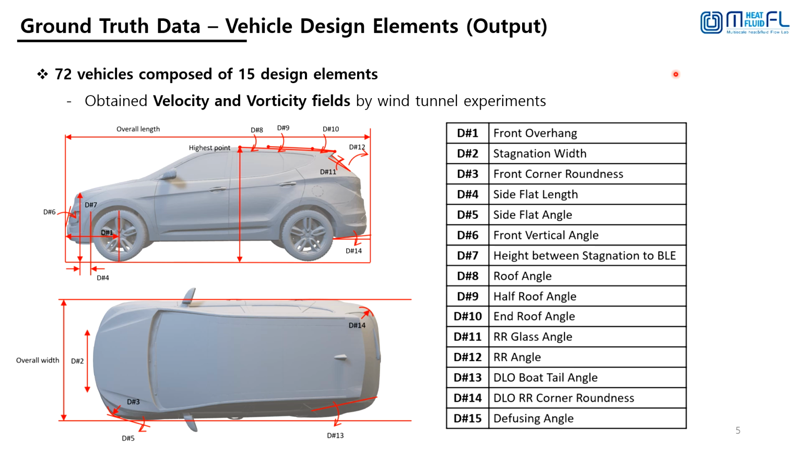Let's define the training ground truth data I used for the model. I employed data associated with the vehicle's design elements as the output data. Each vehicle comprises 15 design elements, denoted as D1 through D15 for simplicity. Varying the sizes of these elements allowed us to generate a variety of vehicle shapes, leading to the preparation of 72 vehicles. Following this, velocity and vorticity fields were acquired through wind tunnel experiments.